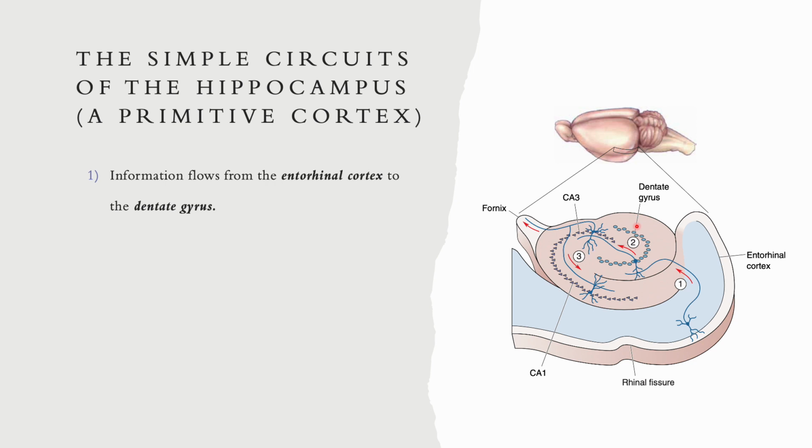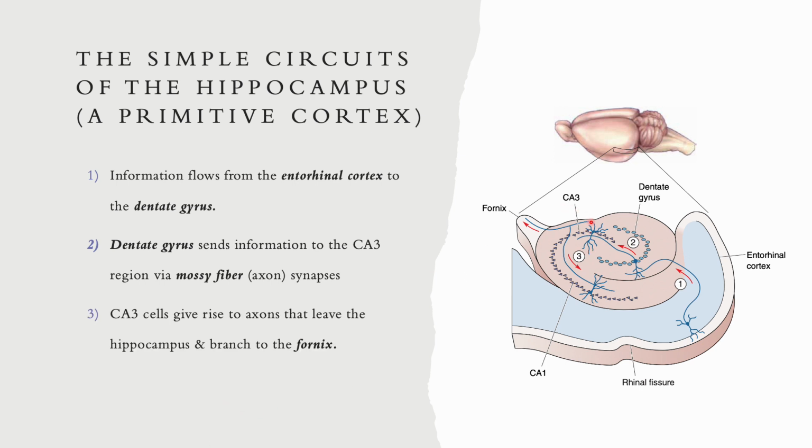The dentate gyrus is an amazing area of the hippocampus where neurogenesis can occur even in adulthood. And we're going to talk more about neurogenesis in adulthood in a few slides. The dentate gyrus then sends information to the CA3 region, shown here, via these mossy fiber synapses. These are really just axons that are communicating and synapsing between the dentate gyrus and the CA3 region. And then these CA3 cells are going to give rise to axons that can leave the hippocampus. So these are longer axons that can branch into the fornix.